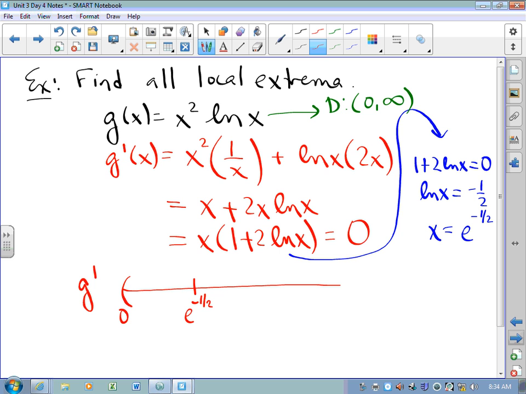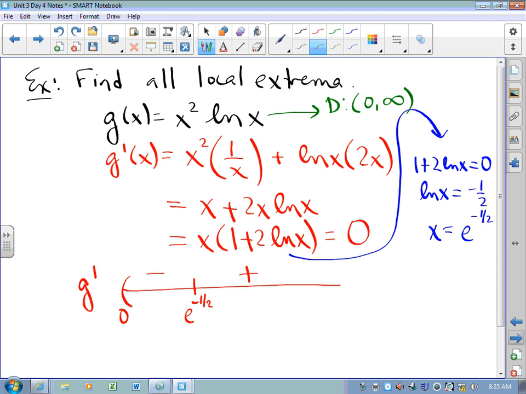So I'm going to take a look at the sign of g prime, and I'm going to ask myself, how does this go? So I sub in my favorite number that's less than e to the negative 1/2. Maybe I sub in 0.1 or something like that, and I crunch that out, and I figure out negative. And then I sub in my favorite number that's greater than e to the negative 1/2, like 12, and I sub that into g prime, and I figure out that's positive.